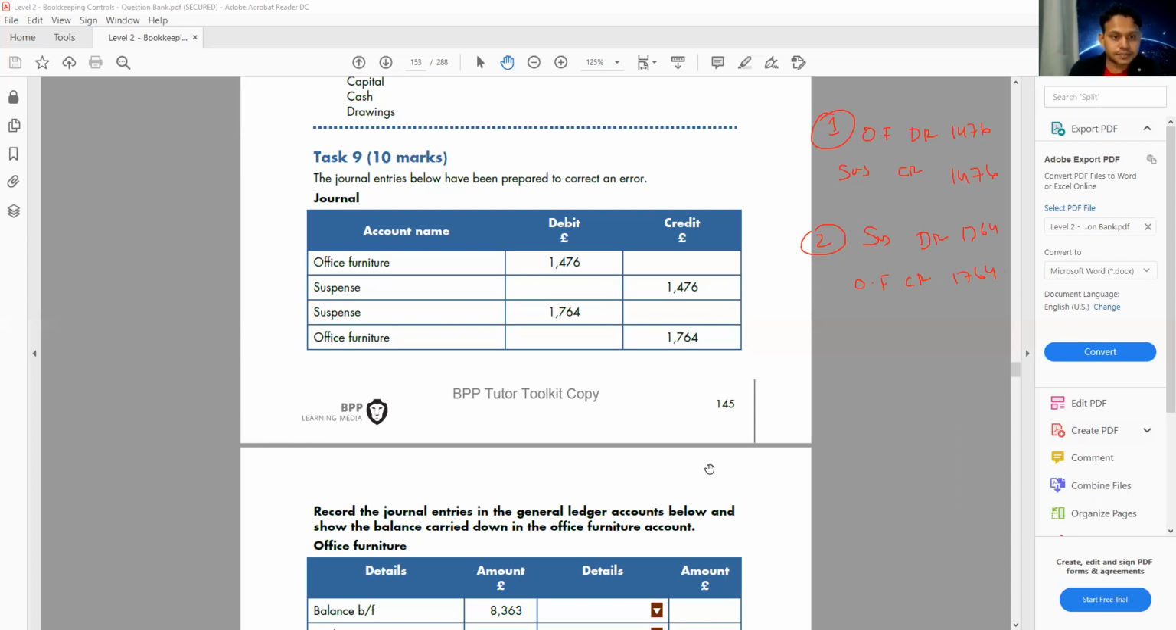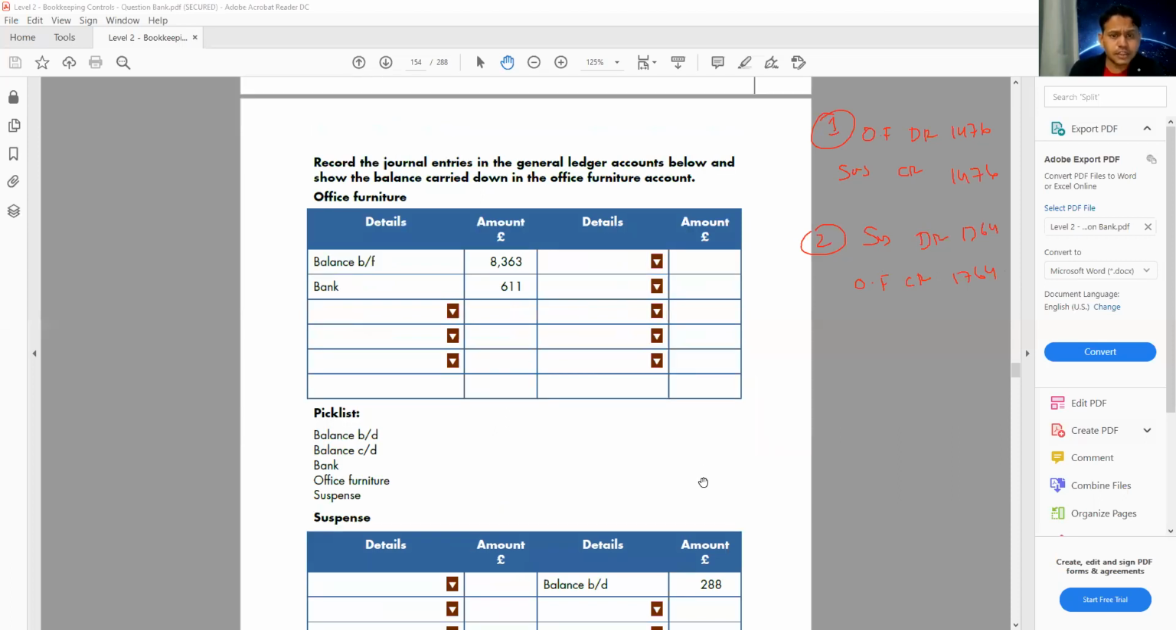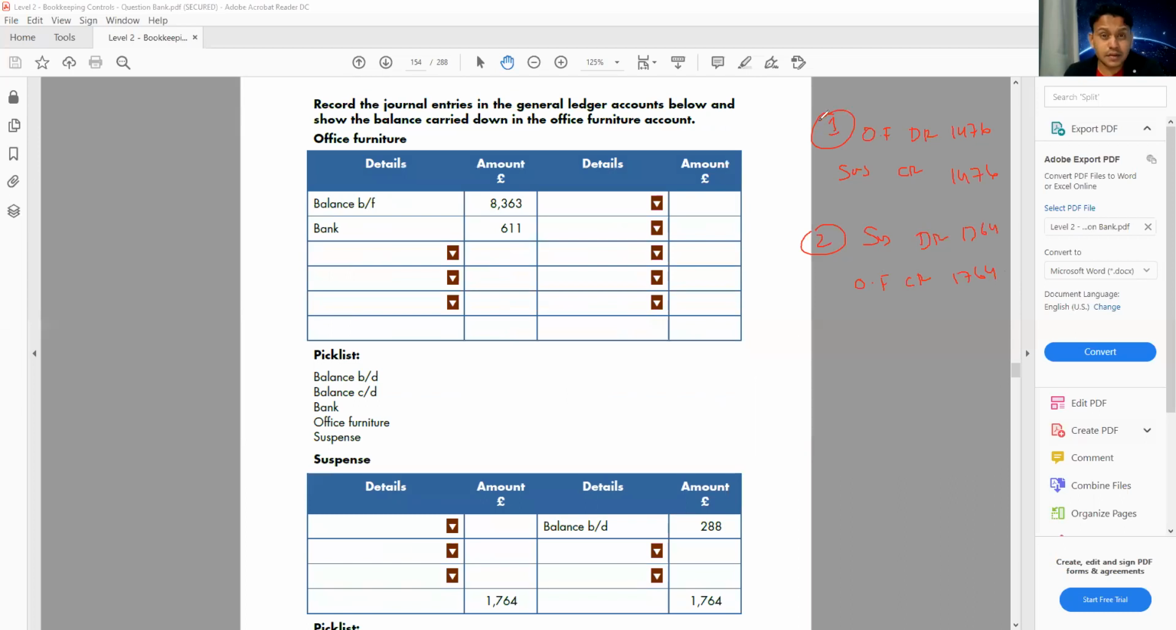Let's do that. So we have the office furniture. The office furniture, we already have the opening balance and the bank. So let's use the first journal. The first journal says office furniture is debit. If the office furniture is debit, my pen will be on the debit side. Remember that, because we are doing the office furniture account and the office furniture is debit, so my pen will be on the debit side. So office furniture is debit, that's why I'm writing on the debit side, but I'm going to write the opposite.